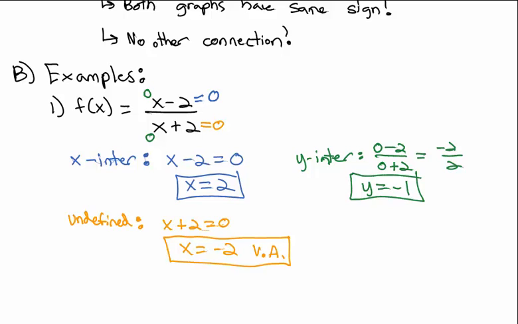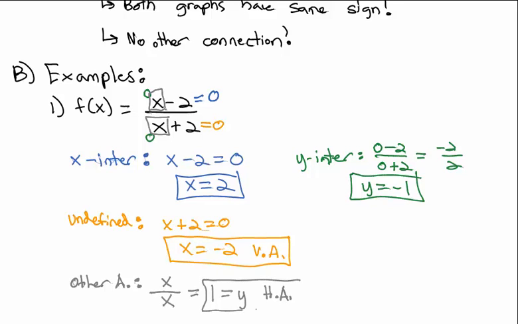To find the other asymptotes now, we take the leading term of the numerator, which is 1x, over the leading term of the denominator, which is 1x. Those both have the same degree, so that's going to reduce to 1 equals y. This is your horizontal asymptote.